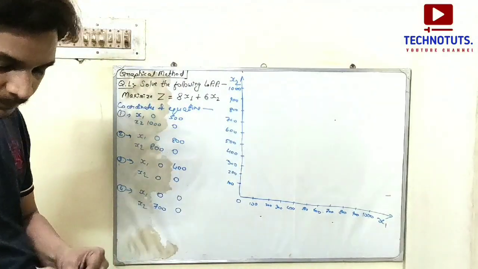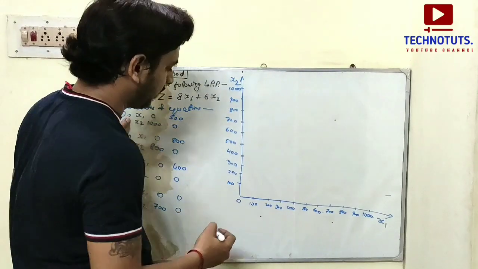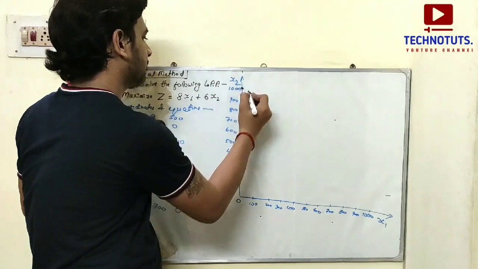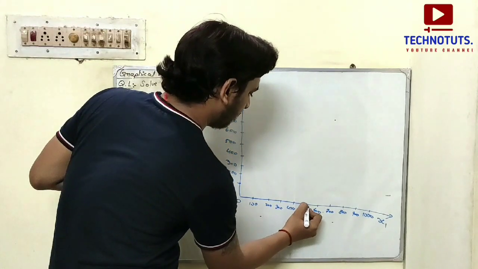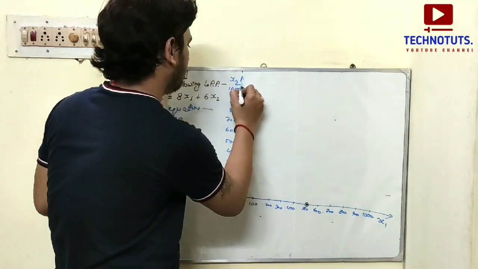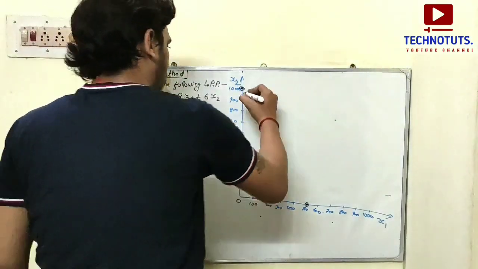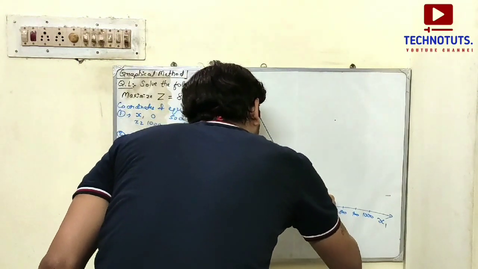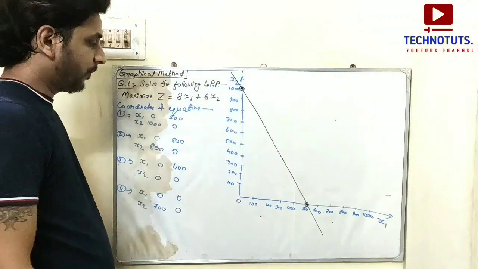Now let us plot the graph for equation number 1. x1 is 0 and x2 is 1000. This one is the first point. And x1 is 500 and x2 is 0. So let us draw a line between these 2 points, and extend it. Okay, this is the first line.